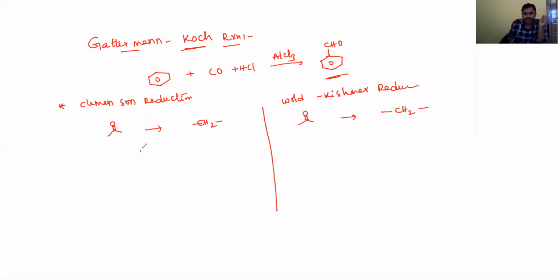But here the reagent is zinc amalgam and HCl, the reducing agent. Now here the reducing agent is hydrazine with the base KOH in ethylene glycol. Ethylene glycol is the solvent.